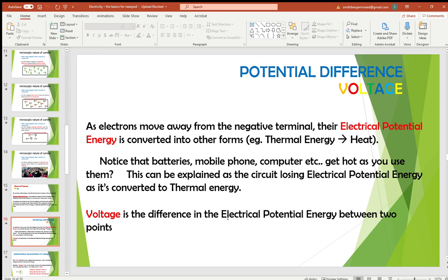So the voltage is that difference in the potential energy between 2 points. So your battery has a positive and a negative side, and the difference between those two, the difference in their potential energies, is the voltage.